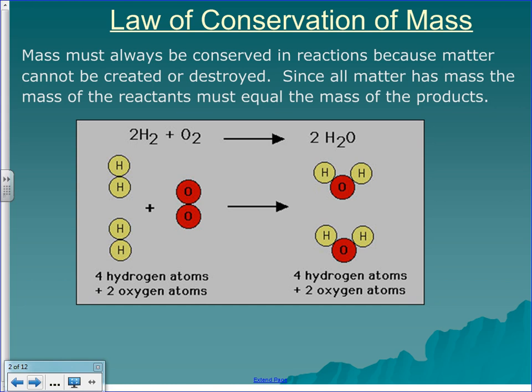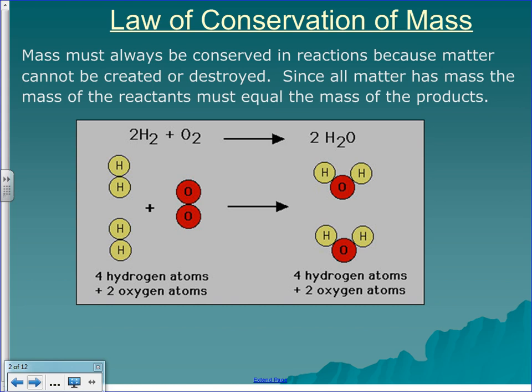Okay, so we got 4 hydrogen atoms in total reacting with 1 molecule of oxygen, which has 2 atoms of oxygen. And then on this side, we've got 2 molecules of water. Okay, and these 2 Mickey Mouse looking molecules have got 4 hydrogens and 2 oxygens between them. All right, so we have the same amount of matter on both sides, right? And that's what has to happen.